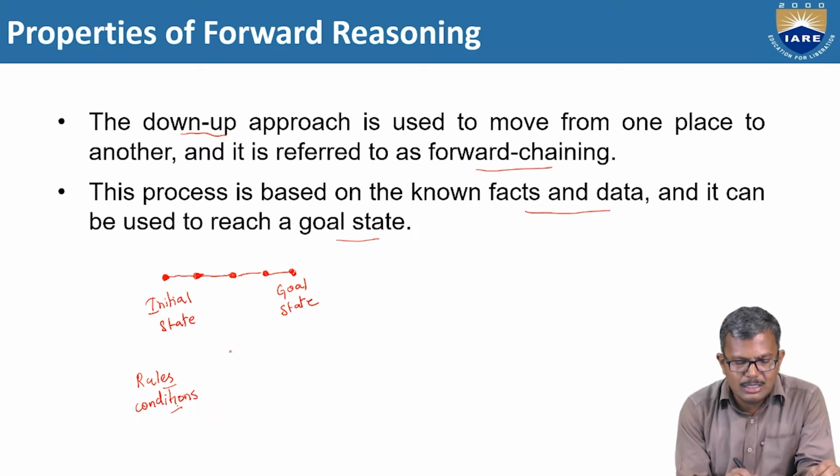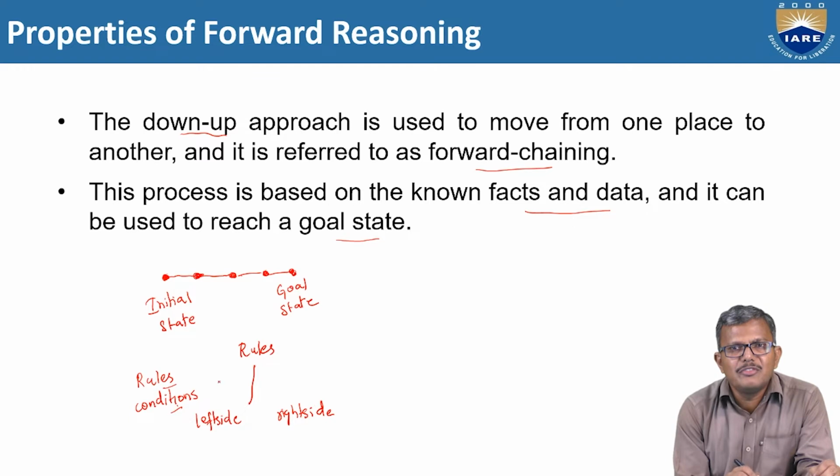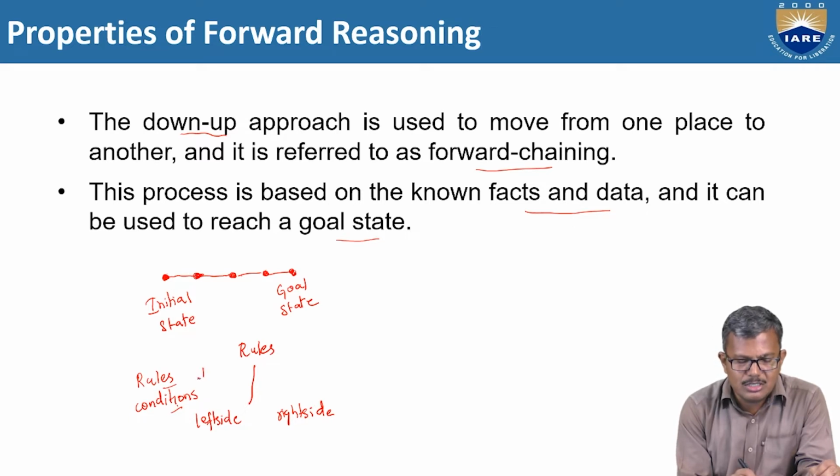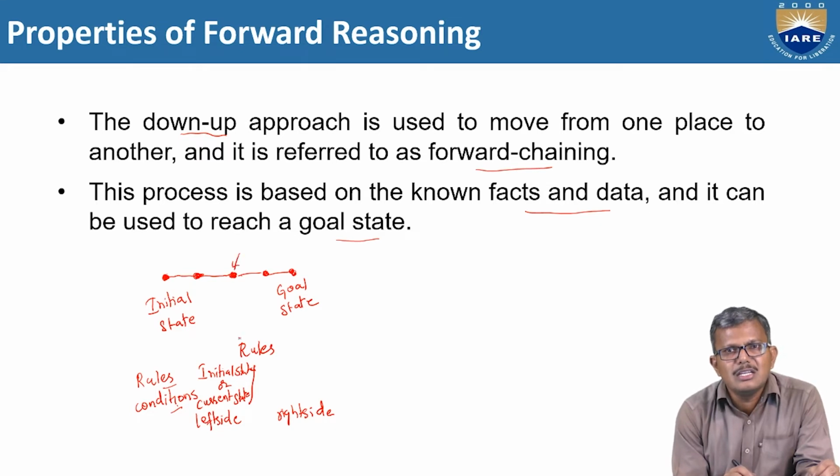We can say that this rule has two parts: one is the left side, and the other is the right side. What will the left side of the rule have? Your initial state, or otherwise a current state. If your position is at the starting point, then it is an initial state. If your position is somewhere here, then it is a current state.